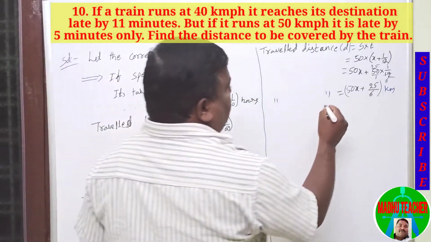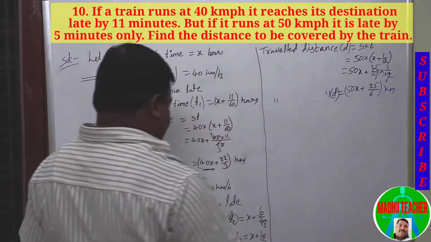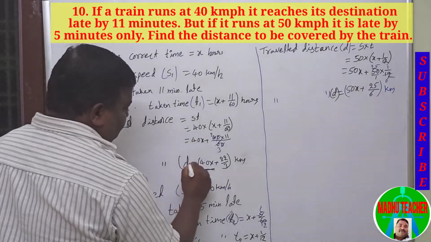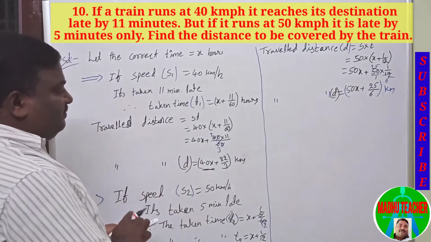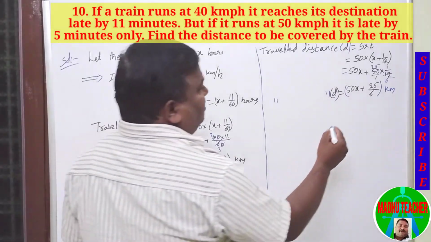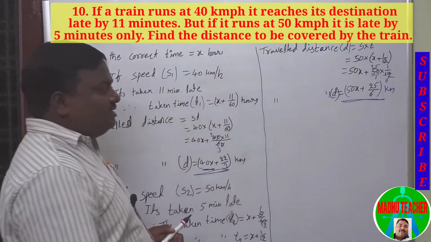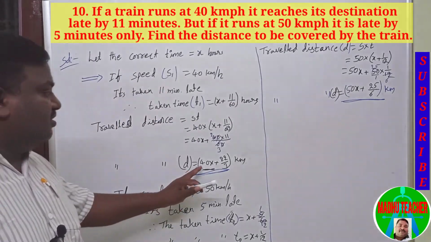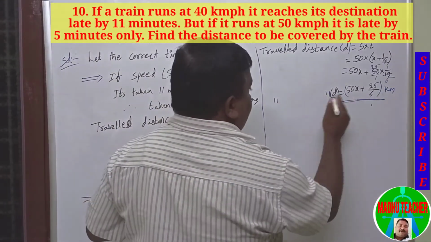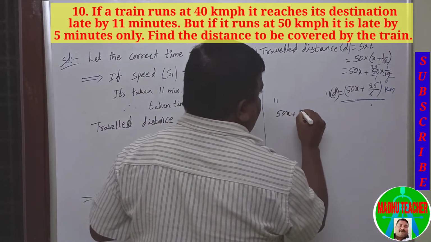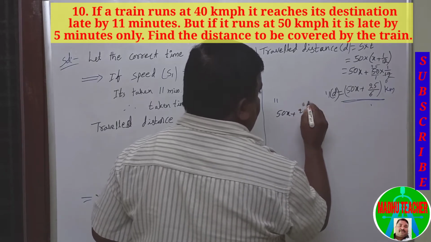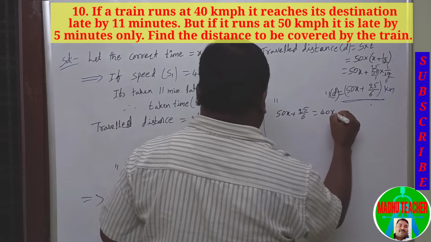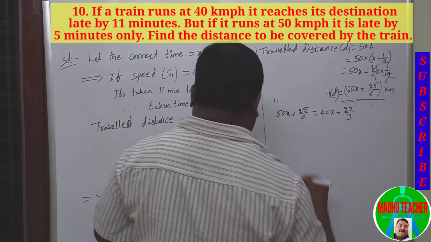So what is this traveled distance equal to? This is the traveled distance, and this is also the traveled distance. So in both cases the traveled distance is the same. Therefore these two are equal. Therefore 50x plus 25 by 6 equals 40x plus 22 by 3.